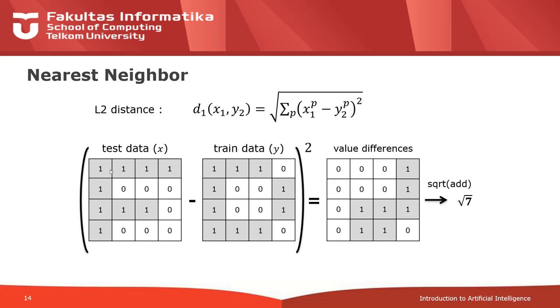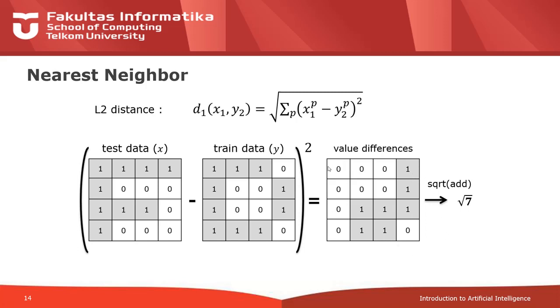So you can see here, we need to do this for all of the pixels. This is the first pixel. What is the difference between this and this? 1 and 1, the difference is 0. And then we square the difference. First, the difference is 0, we put it here. And then the difference between 1 and 1 is 0, we put it here. And let's see which one is different. This one is different. This is 1 and this is 0, so the difference is 1. So we put all of the differences here.